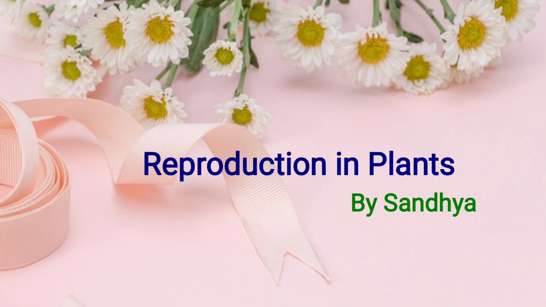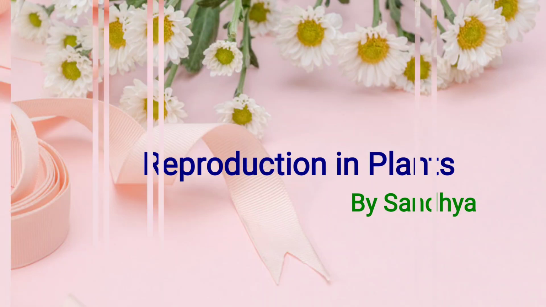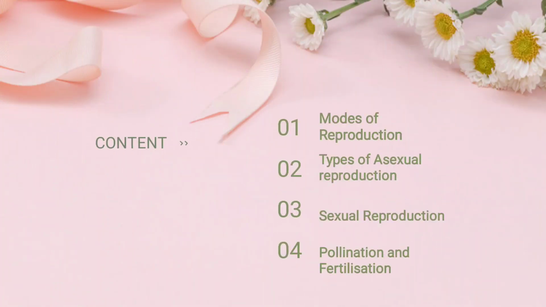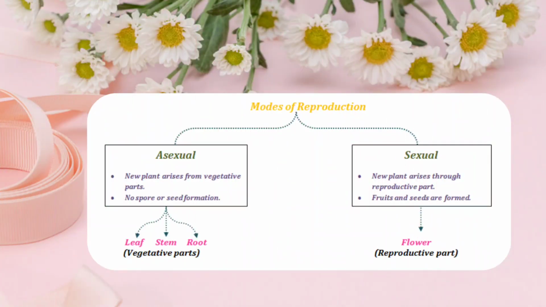But how do plants reproduce? Let us see. Now, the contents of this lesson are modes of reproduction, types of asexual reproduction, sexual reproduction, and pollination and fertilization process. Now, we will see the modes of reproduction. So, as we have discussed previously, all organisms undergo the reproduction process, but it varies from one organism to another.